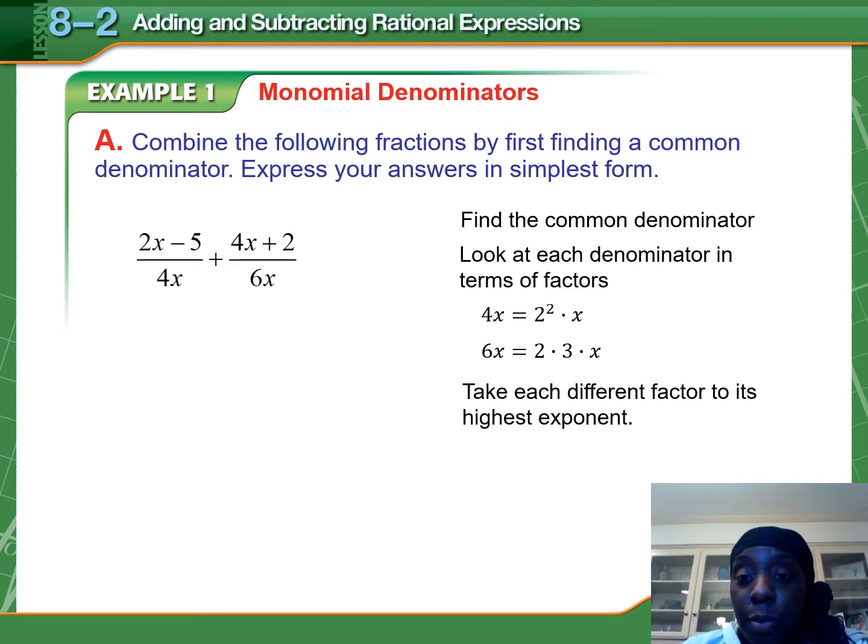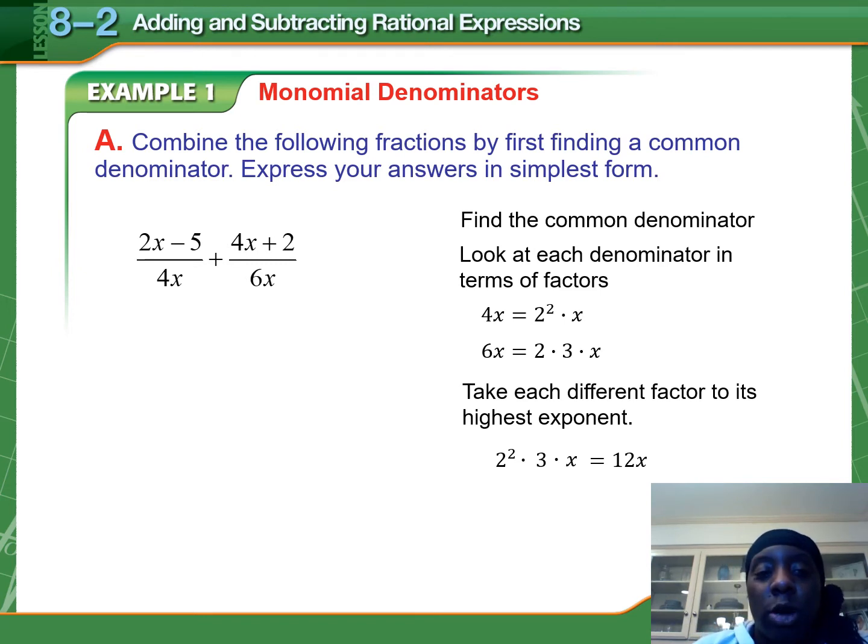So I need a 2, because 2 is in both of them. But the problem is I need the highest exponent, so I have to take 2 to the second power. Then I need the 3, and I need the x. And if I multiply that together, that makes 12x, the denominator that I need. All right, so let's go back.